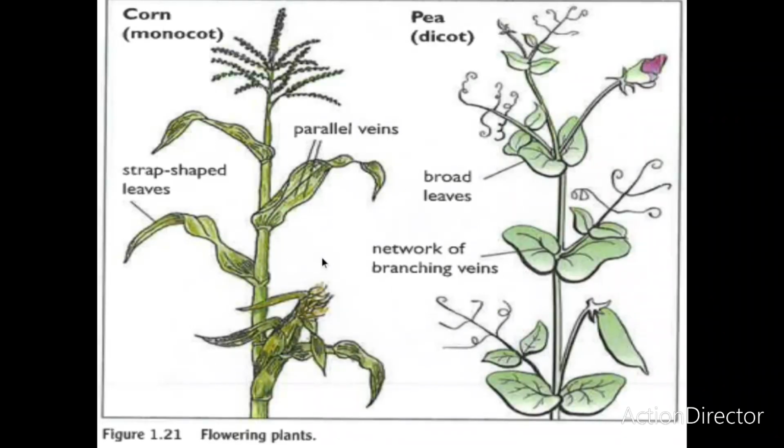This diagram shows us what a monocot plant looks like and what a dicot plant looks like. This is a monocot plant. The leaves are thin and long and the veins are parallel. And this is a dicot plant. The leaves are broad and they have a network of branching veins.